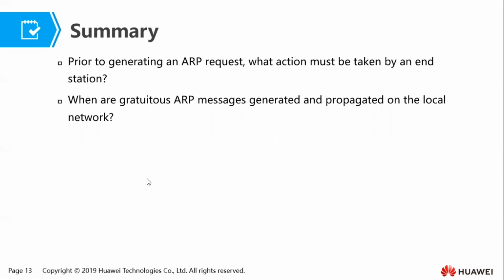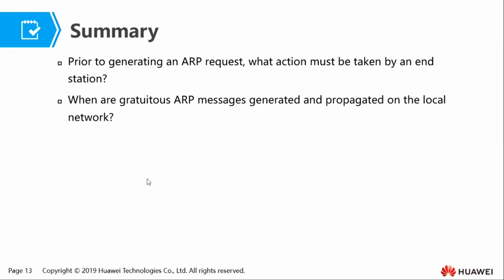I can read the question. When is a gratuitous ARP message generated and propagated on the local network? They are generated when an IP address is configured on a device, when a new IP address is assigned to a device. Okay. Thank you.